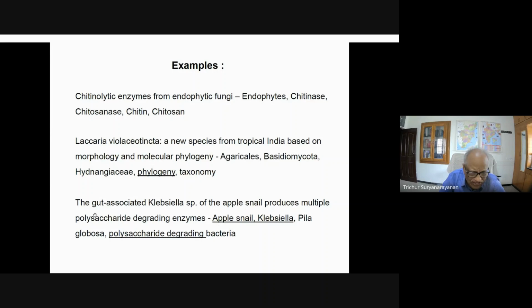But see this: the gut-associated Klebsiella species of the apple snail produces multiple polysaccharide degrading enzymes. That is the title. But the keywords given are apple snail, Klebsiella, polysaccharide degrading. These are already there in the title. So avoid this. You have to choose different words, probably explaining these things. Instead of apple snail, maybe you can put the scientific term for that.